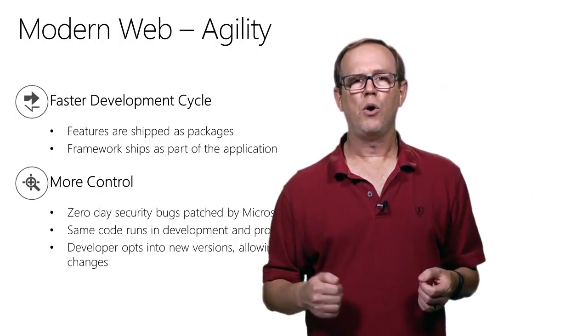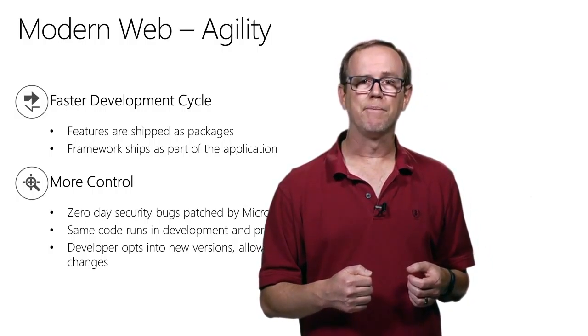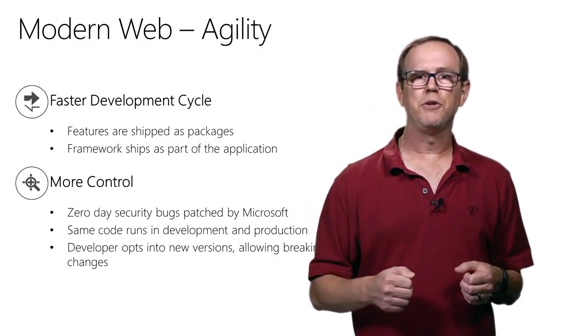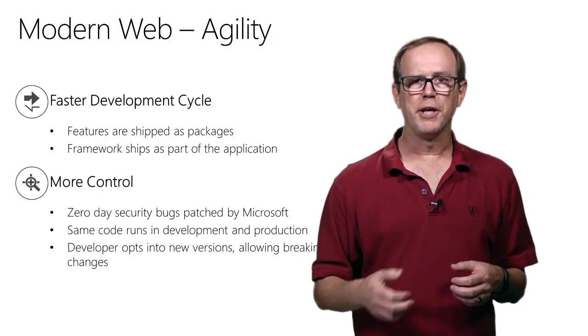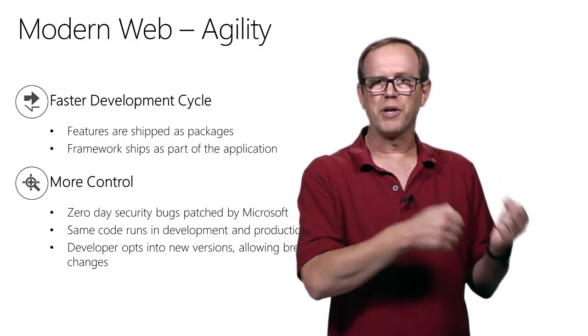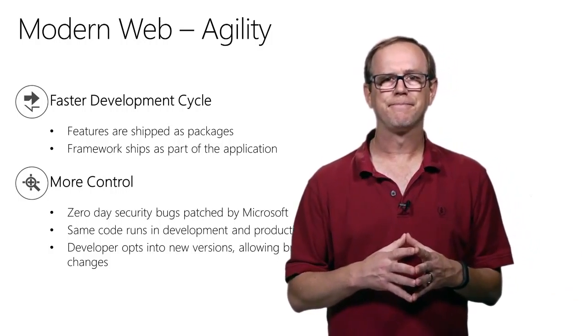So now only a 0-day security bug is patched that way. Any other bugs or whatnot, you have to come to the site and pull via NuGet when you want those versions. It also means that the code on your development machine is the exact same code you're running in production. You never have a mismatch there.